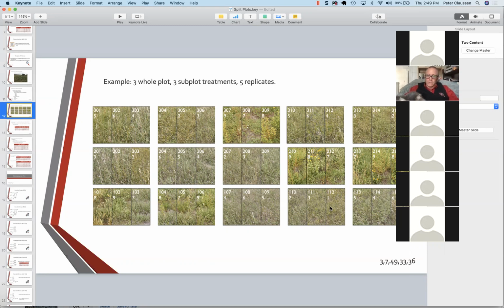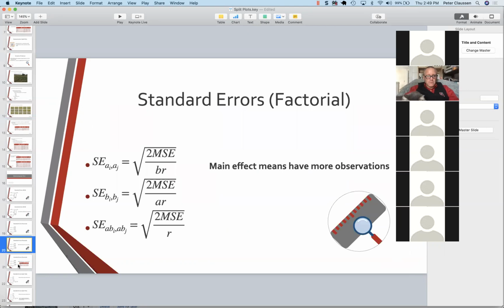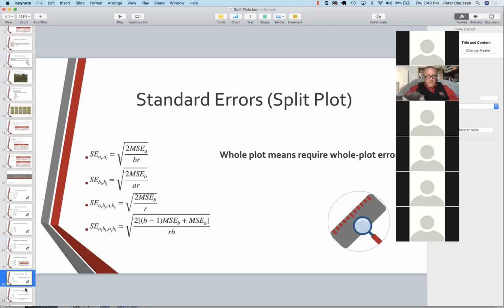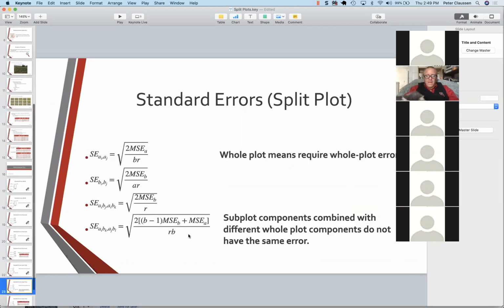Now, in a factorial design, I would have those combinations appearing together in the same replicate. But because we never have those combinations appear together in a single experimental unit, we have to do some fudging to account for not only that residual error, but the whole plot error.